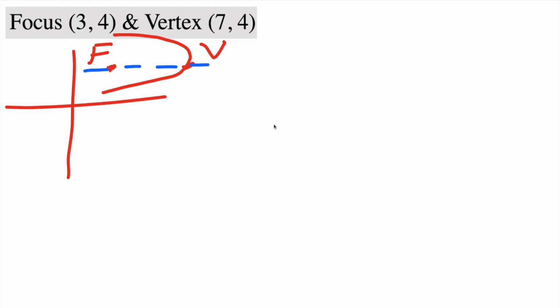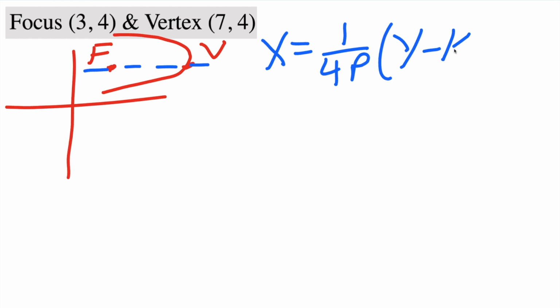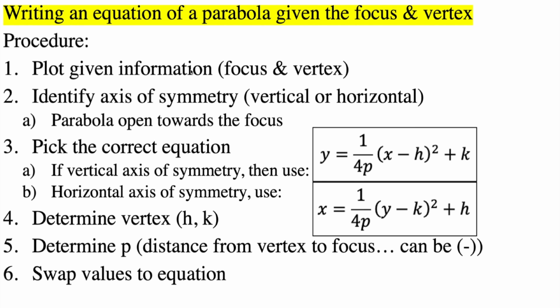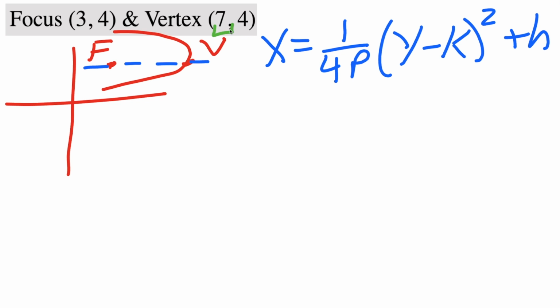Okay, so we have a horizontal axis of symmetry, so we need to use the formula. So x is equal to 1 divided by 4p, parentheses, y minus k, close parentheses, squared plus h. Again, we plotted the information. When we plotted the information, we were able to identify we have a horizontal axis of symmetry. Once we know that, we're able to pick the correct equation. And now we need to determine our vertex, which we were given. So that's a freebie. So just label h and k. So we can label that the 7 is h, that the 4 is k.